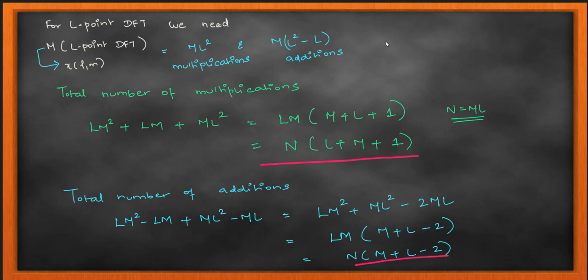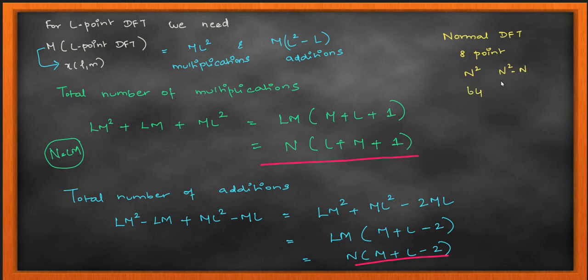Excellent. Now let us see how the computation has improved. Let us take an example, N is equal to 8. For normal DFT, I require 64 multiplications and N square minus N, 8 square minus 8, that is 56 additions. This is the normal DFT computation.